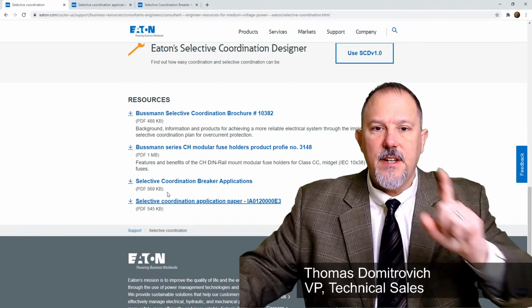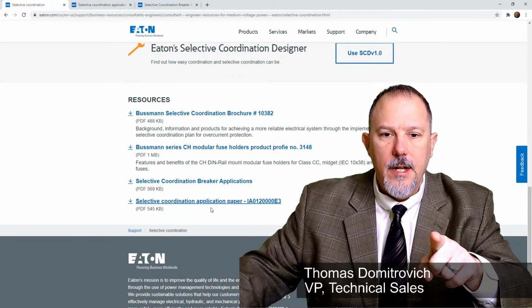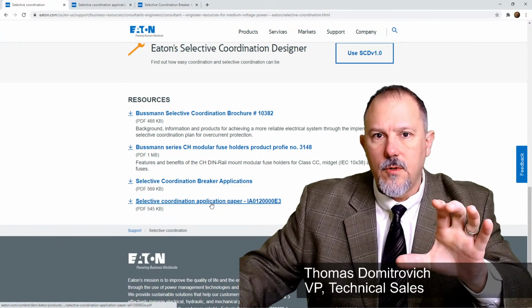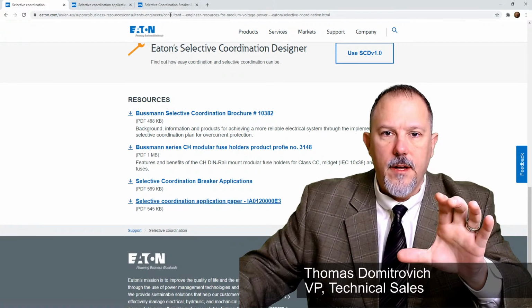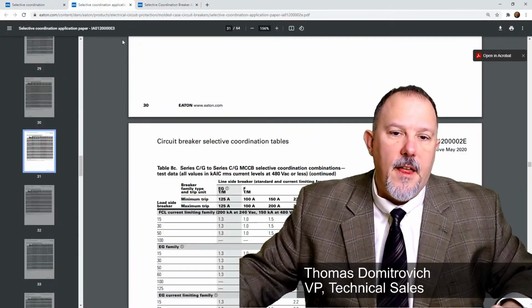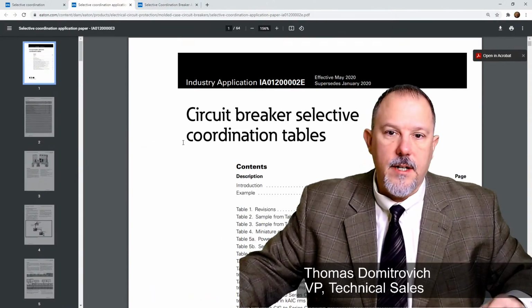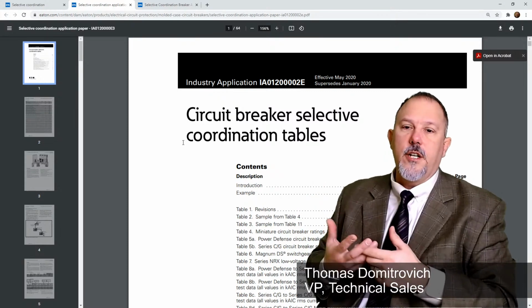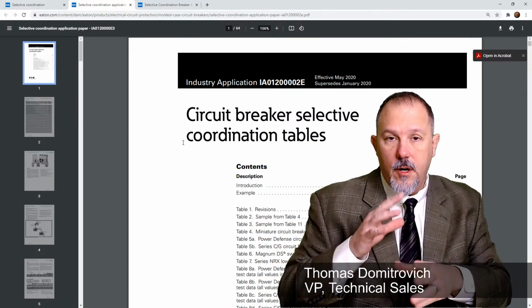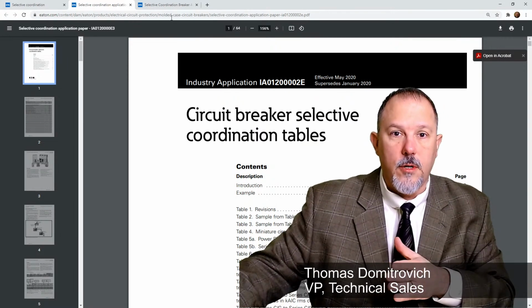His specific question was on this document, the Selective Coordination Application Paper. He gave me an image, but I'm not sure where that image was from, if it was from this specific version or an older version of it. The document that he provided is the Circuit Breaker Selective Coordination Tables. Now, there's a couple of reference materials. There's this document, which is the Circuit Breaker Selective Coordination Tables.